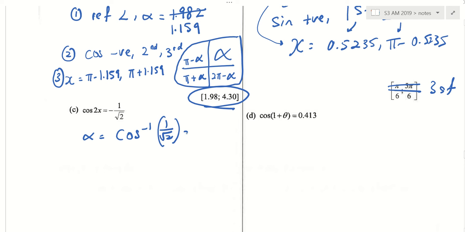Then leave in pi. But then answer is always in 3SF, unless they say find the exact, or leaving your answer in pi, which they seldom do. Junyang, what is the answer? 45 is wrong because 45 is in degree mode. Change to radian, please. 0.7853. 4SF is enough. Don't round up, don't round down.